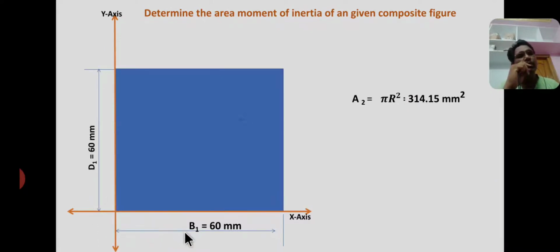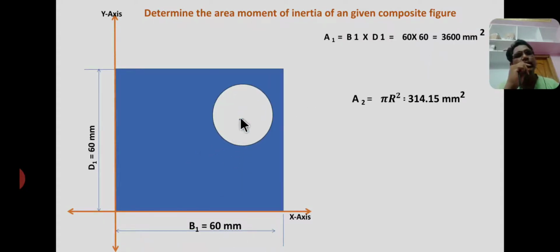Where b refers to base and d refers to depth or height. Therefore the area of a square section is A1 equal to base into depth. So this is the area of a rectangle or square. Area equal to base into depth, that is 60 into 60, is the area of the square.